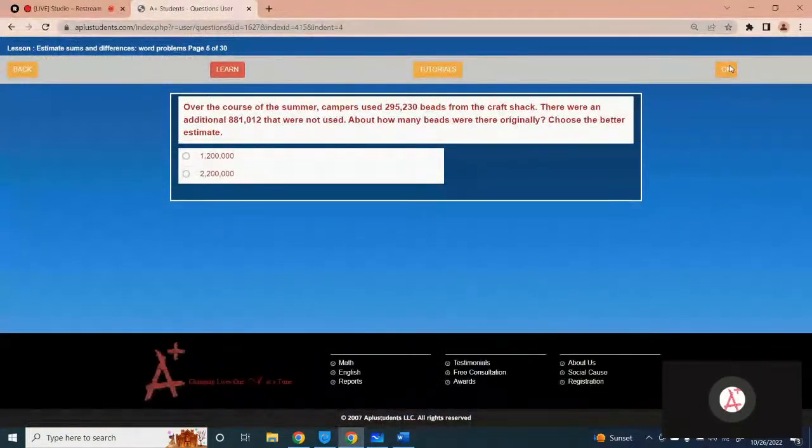Okay, the next one is: over the course of the summer, campers used 295,230 beads for the crafts. There were an additional 881,012 that were never used. About how many beads were there originally? Basically, you have to add both the numbers.